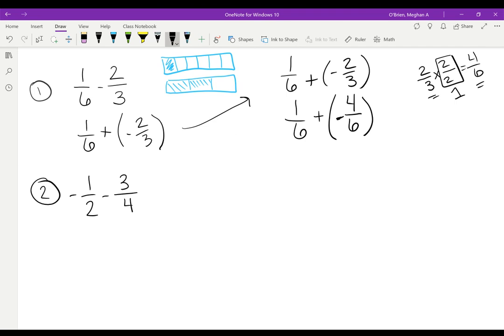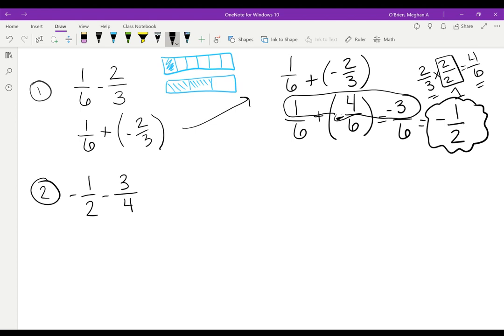1/6 plus negative 4/6. Okay, so I know the size of the pieces I'm talking about are sixths. So now I can just focus on the numerators, because the numerators are how many pieces I have. I have 1 plus negative 4. And I know from before, if I'm just talking about integers, 1 plus negative 4 is negative 3. Just want to highlight that. So 1/6 plus negative 4/6 is negative 3/6, or we can call it negative half.